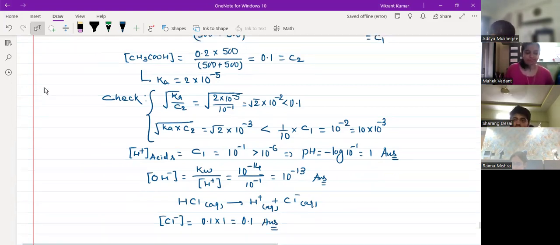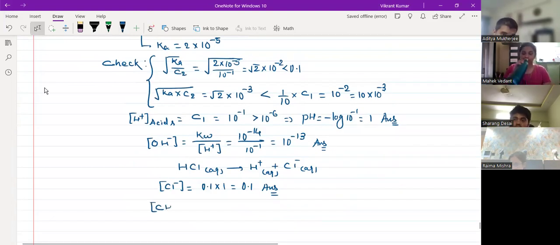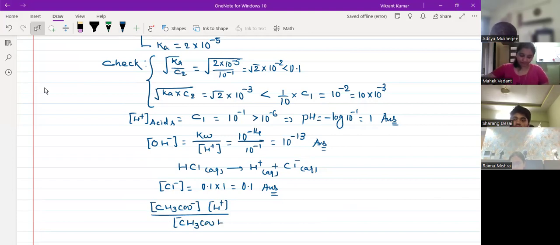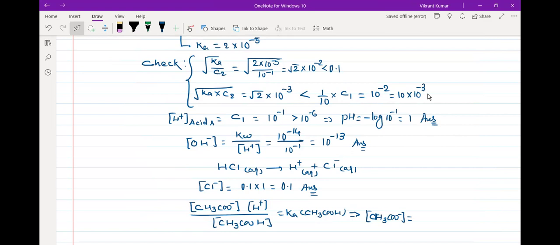But when it is asking CH3COOH or CH3COO minus, so we have to write CH3COO minus into H plus upon CH3COOH is equal to K of that CH3COOH. So CH3COO minus will become equal to K, which is 2 into 10 raised to minus 5. CH3COOH का ionization is almost suppressed, and that's why we can write that जितना initial था उतना ही रह जाएगा, and H plus is also 0.1, so this will become 2 into 10 raised to minus 5.